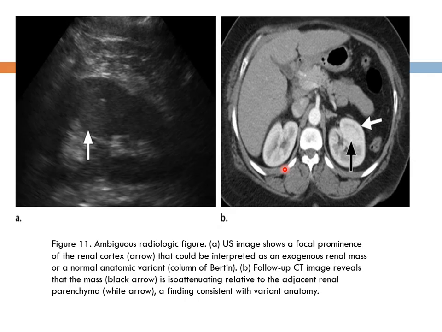For example, we have this case. In A, the ultrasound shows a mass-like lesion. You don't know if it is a true mass or some sort of variant. When you do the CT scan, you see this hypertrophied column of Bertin. It's not a true mass. It's ambiguous.